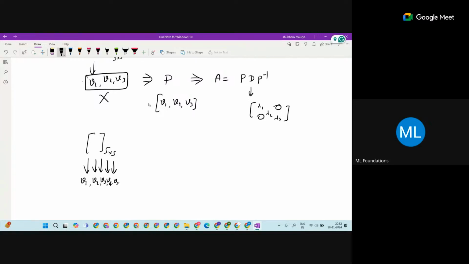I hope you know how to calculate eigenvectors. If you are able to find five independent eigenvectors, then we will use these eigenvectors to find matrix P, where the columns of matrix P are the eigenvectors. That is your matrix P, and you are able to write your matrix B as P D P inverse.